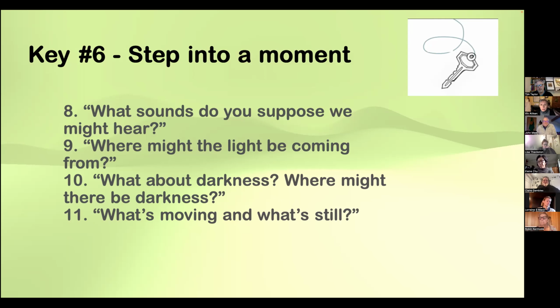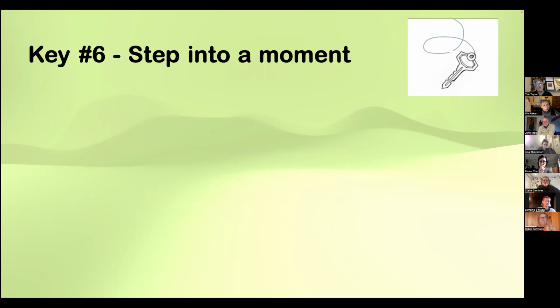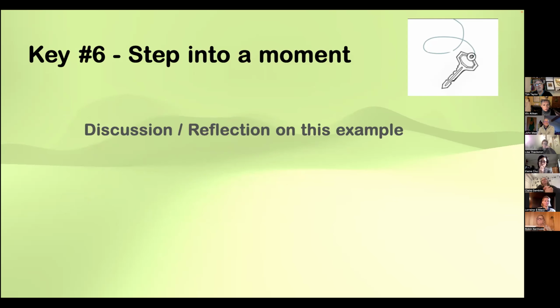So I'm not intending to go through the rest of the steps. You can read them yourself in the book. And we've done an awful lot of discussion and reflection around this already. I'm mindful of the time. It's Sunday night or Monday morning, so I'm not intending to go on past the time that we said we'd finish. But are there any thoughts or anything else that people wanted to say before I wrap up?